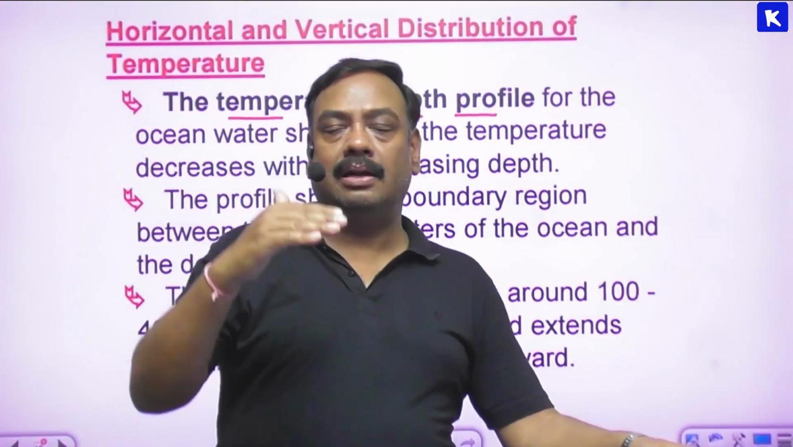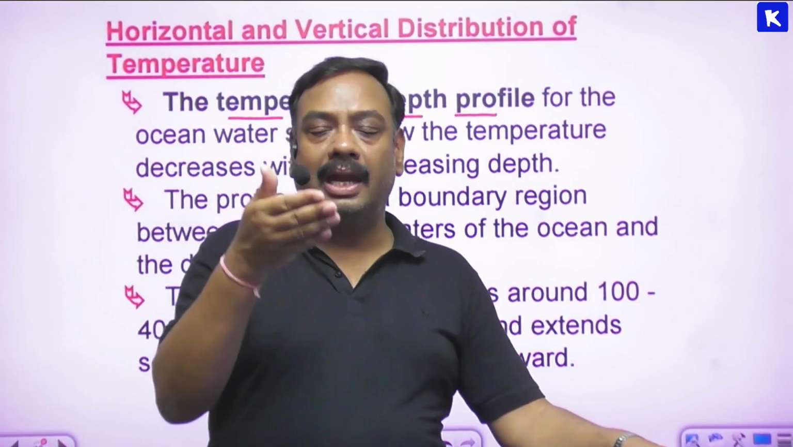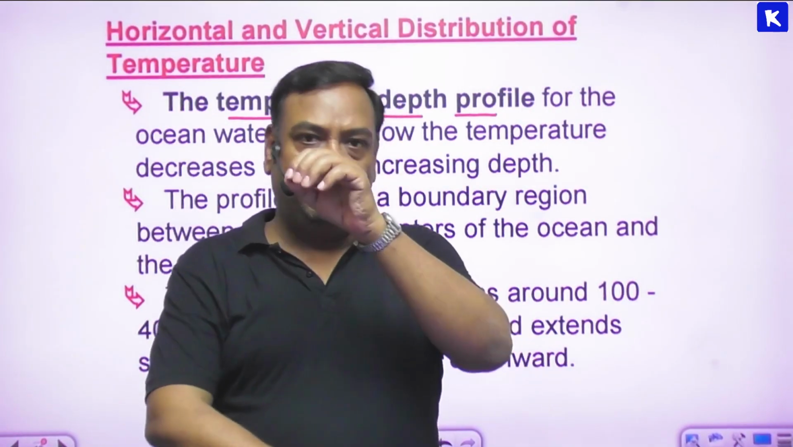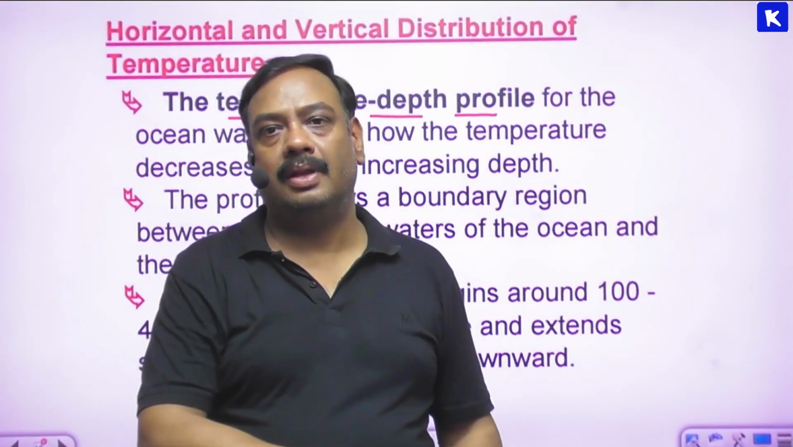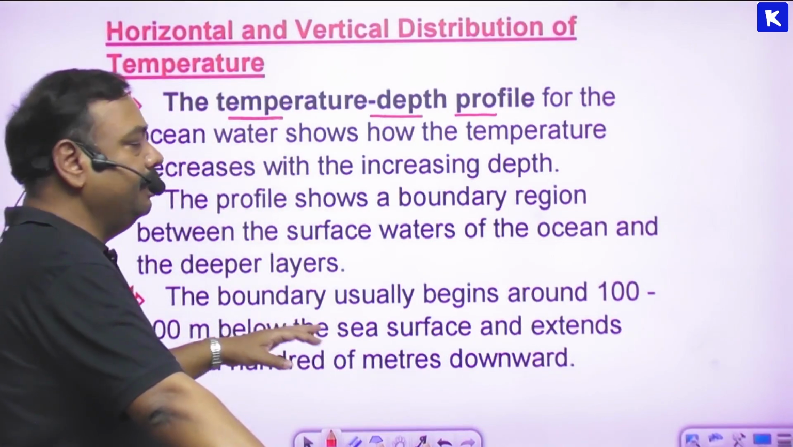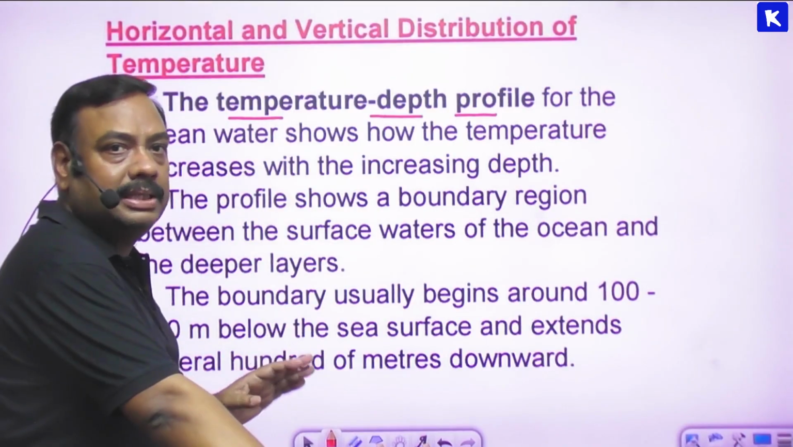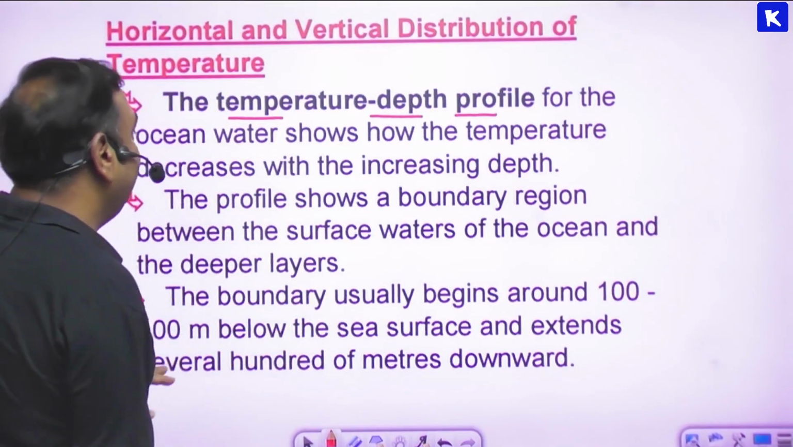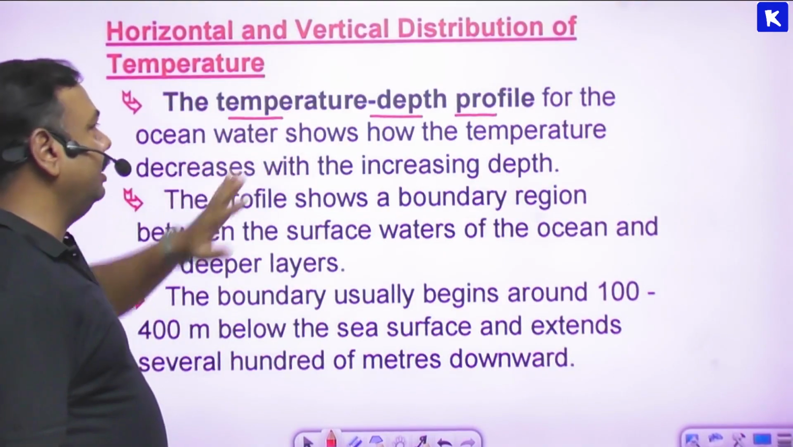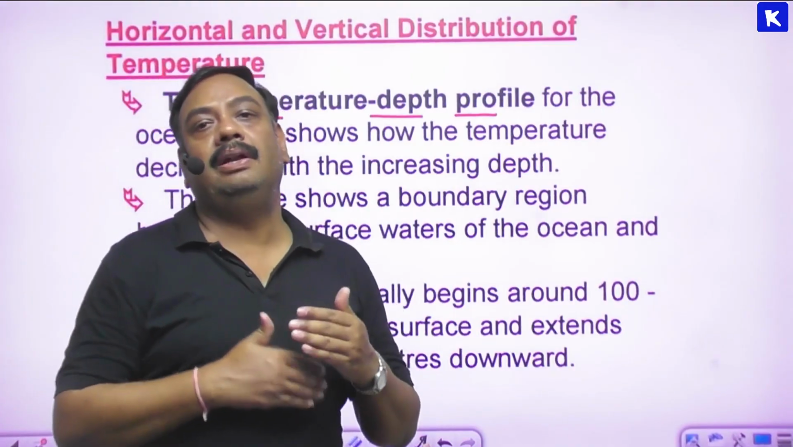And the boundary region, the depth from where the rate of decrease in temperature changes, is defined as the boundary region. That boundary region is defined around 100 to 400 meters below the sea surface. So when we discuss the vertical distribution of temperature, temperature decreases with different rates.